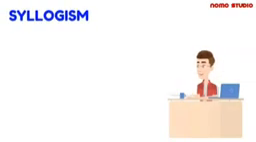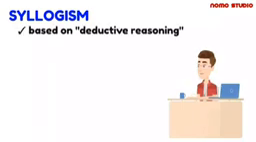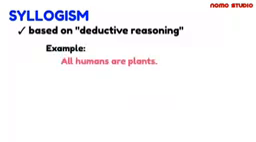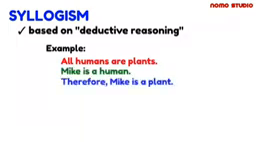In this type of reasoning questions, a few conclusions are drawn from two or more given statements. It is based on deductive reasoning rather than inductive reasoning. We have to consider the given statements to be true, even if they are different from established facts. So, for example, all humans are plants. Mike is a human. Therefore, Mike is a plant. Even though humans are not plants, we still have to consider this statement.